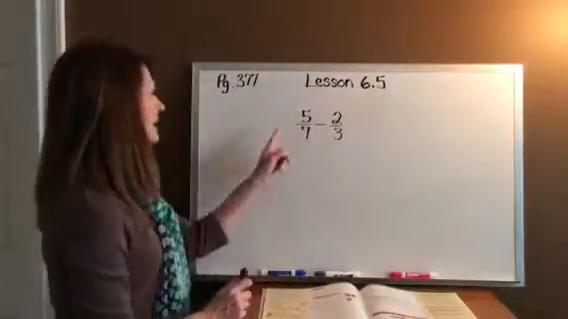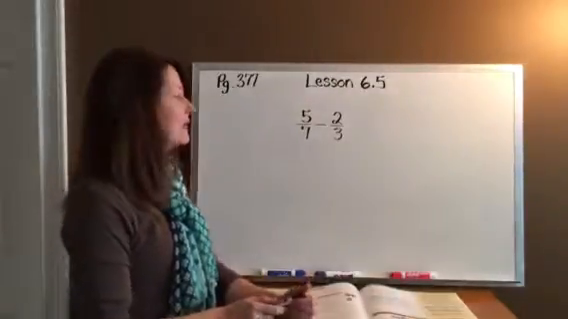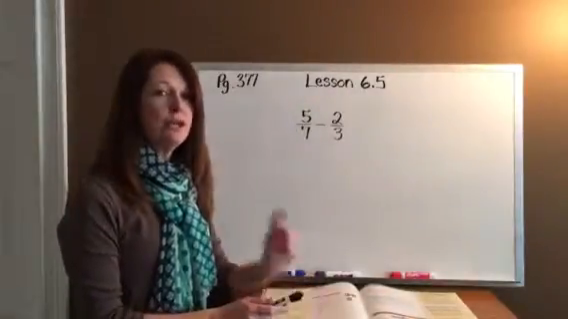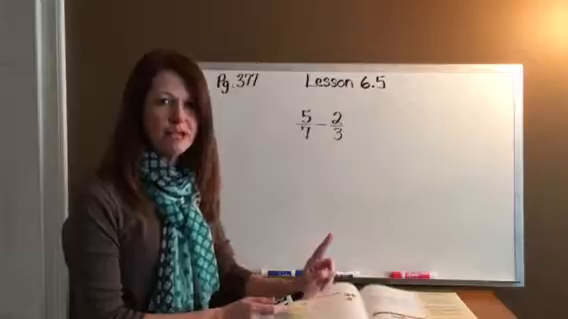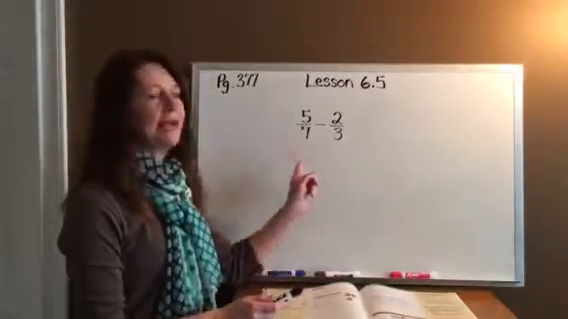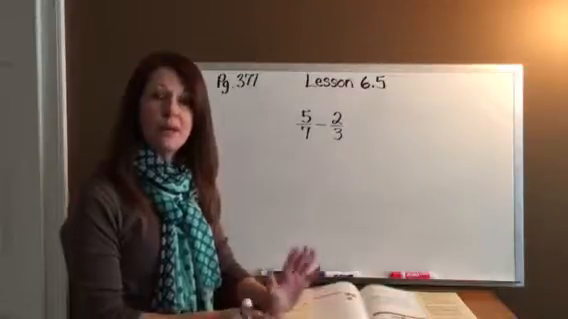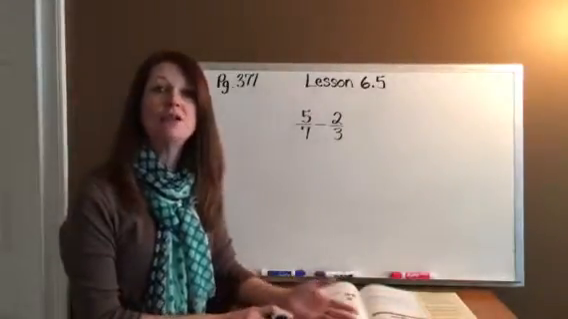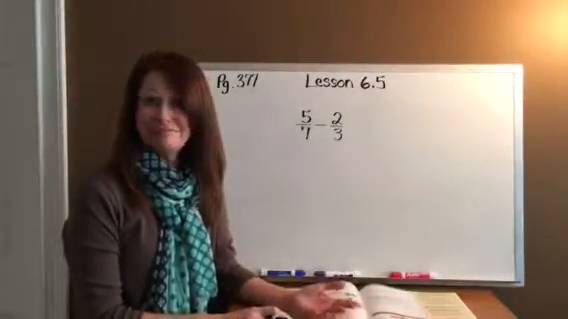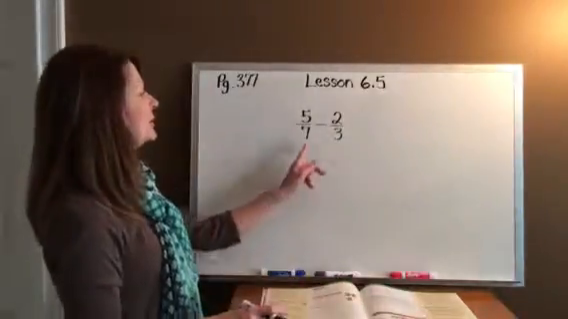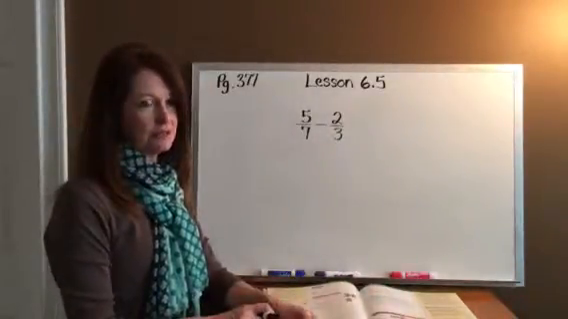All right, the first problem we're going to do is 5/7 minus 2/3. We know that we have to have a common denominator before we do anything. We cannot subtract unless our denominators are the same. We know a couple of different ways to do that. I'm going to do the way I prefer, okay? It's fair. So I'm going to use the stair method.